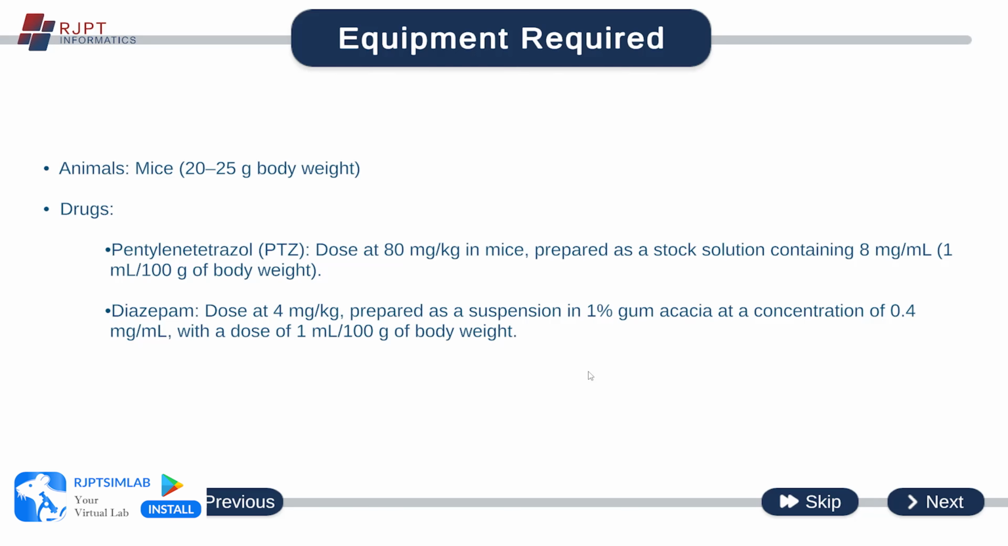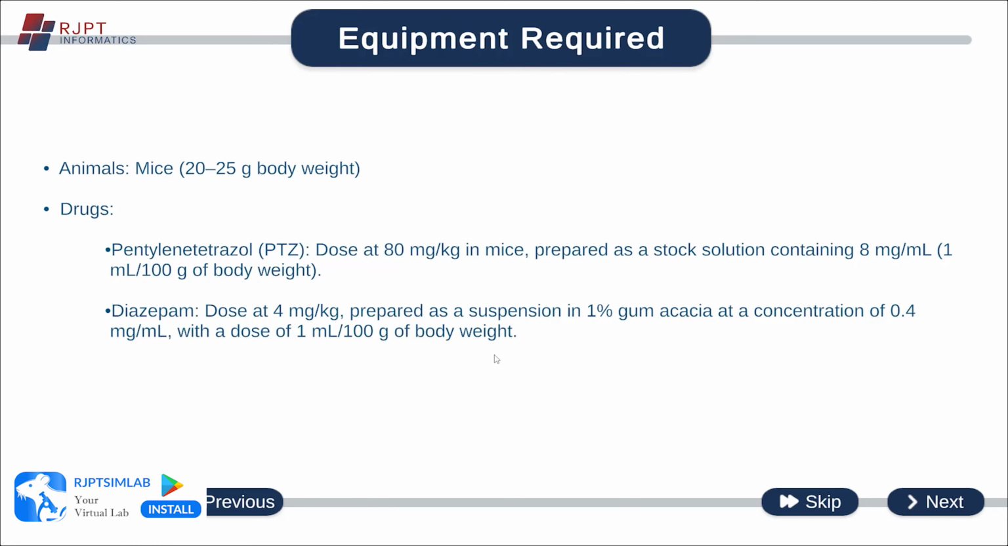The second drug we require is diazepam. We require a dose of 4 milligram per kilogram, and for that we have to prepare a suspension with 1% gum acacia at a concentration of 0.4 milligram per milliliter, with a dose of 1 milliliter per 100 grams of body weight. So this is the dose required for the diazepam.